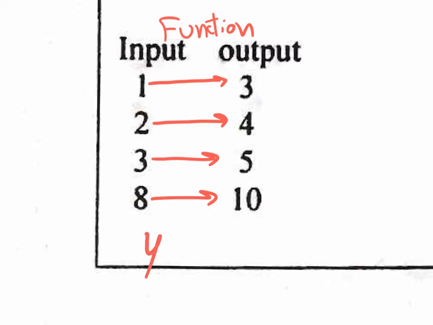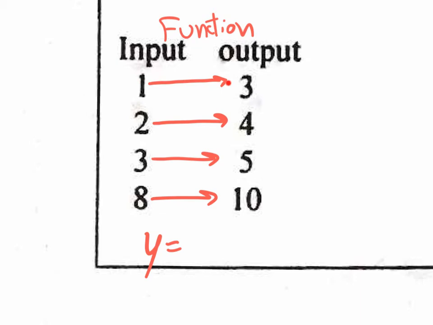Then you would say y equals... Well, what happens to the 1 to get to a 3? You have to multiply it by 2 and then subtract 1? Okay, if I multiply 2 by 2 and subtract 1, will I get 4? No. So how do I get from 1 to 3?